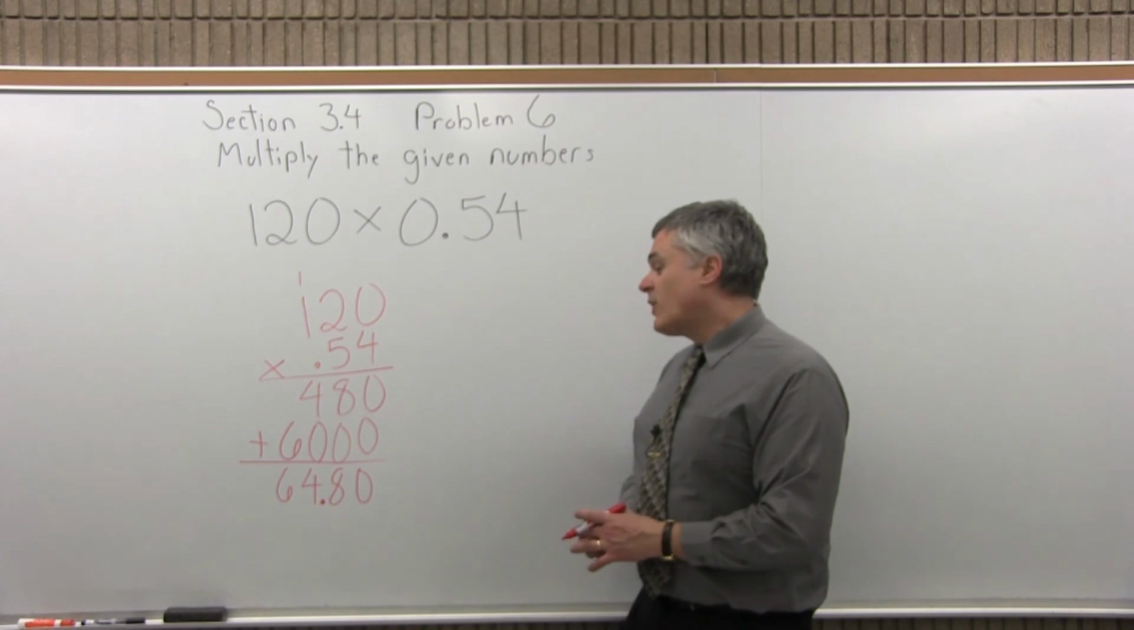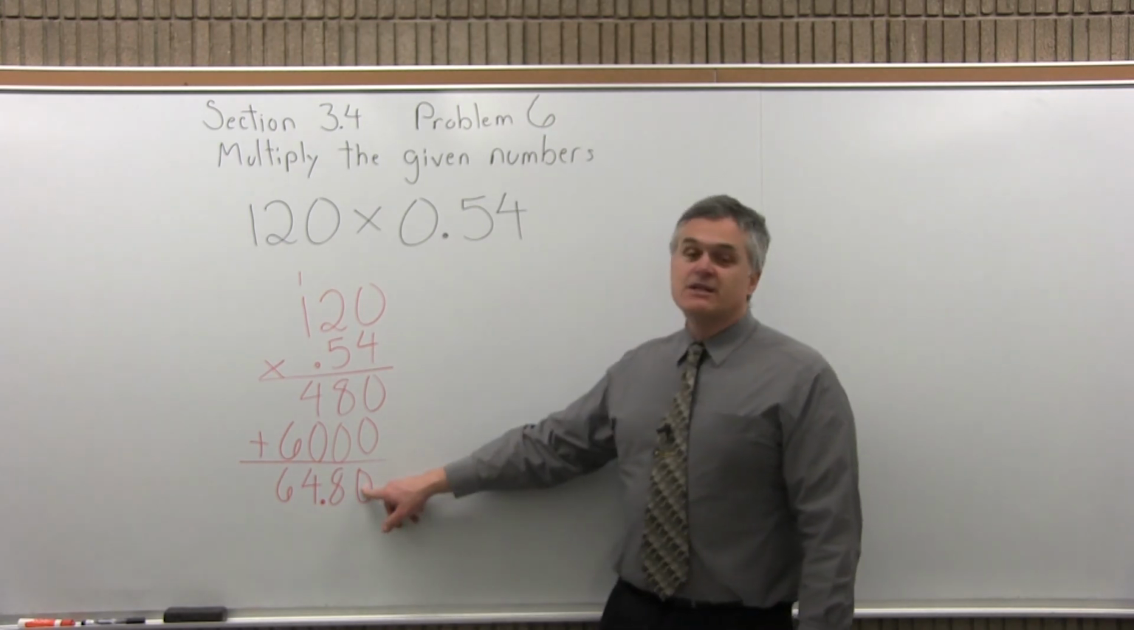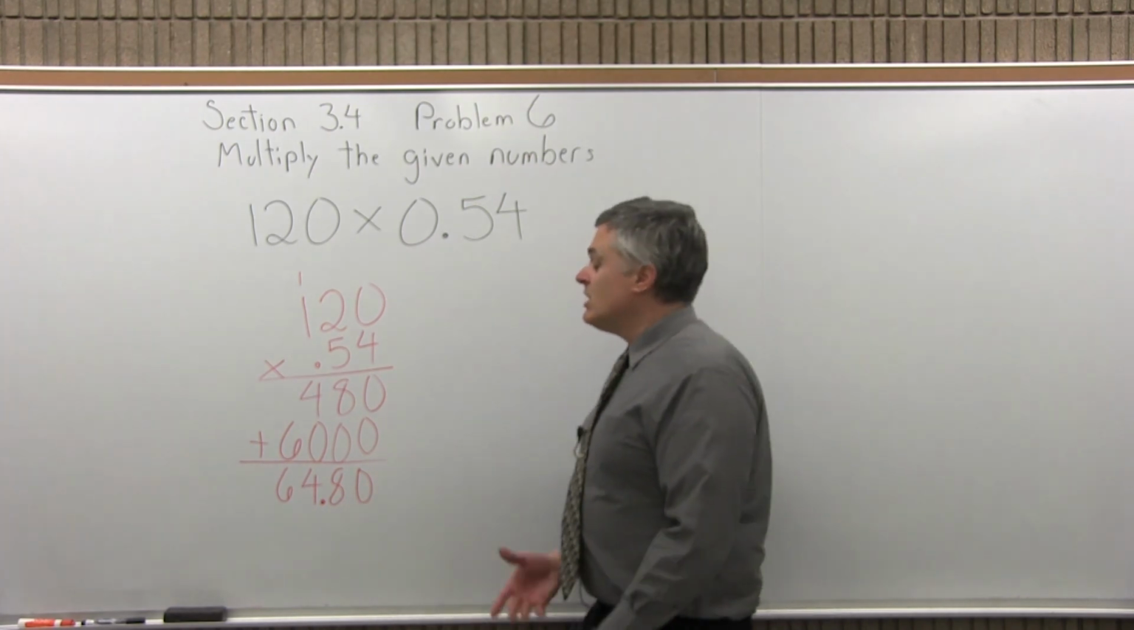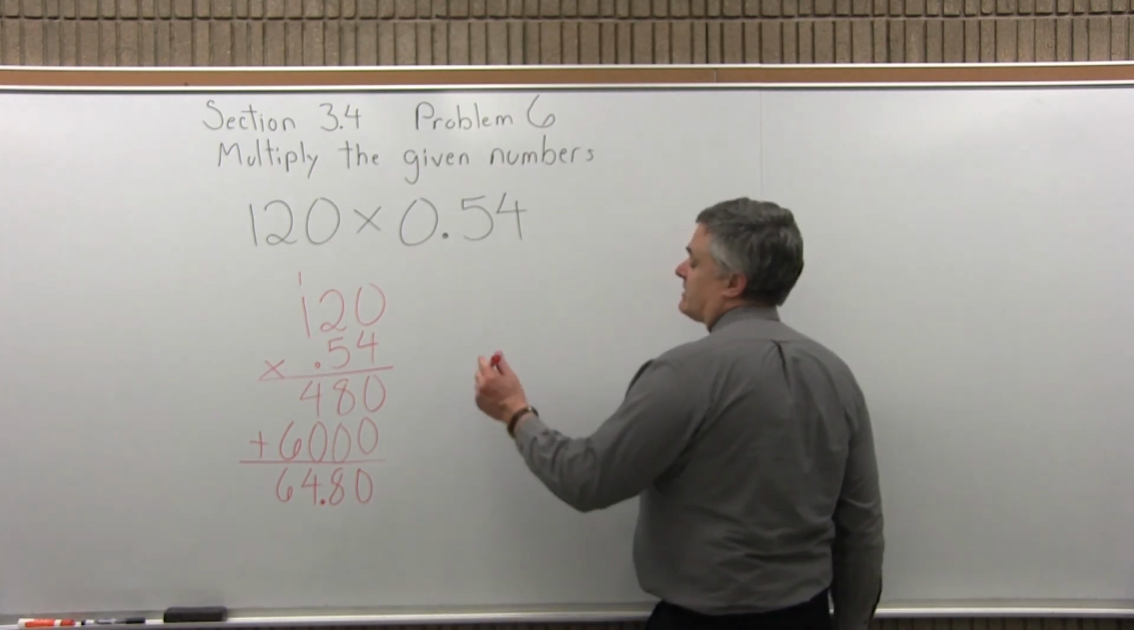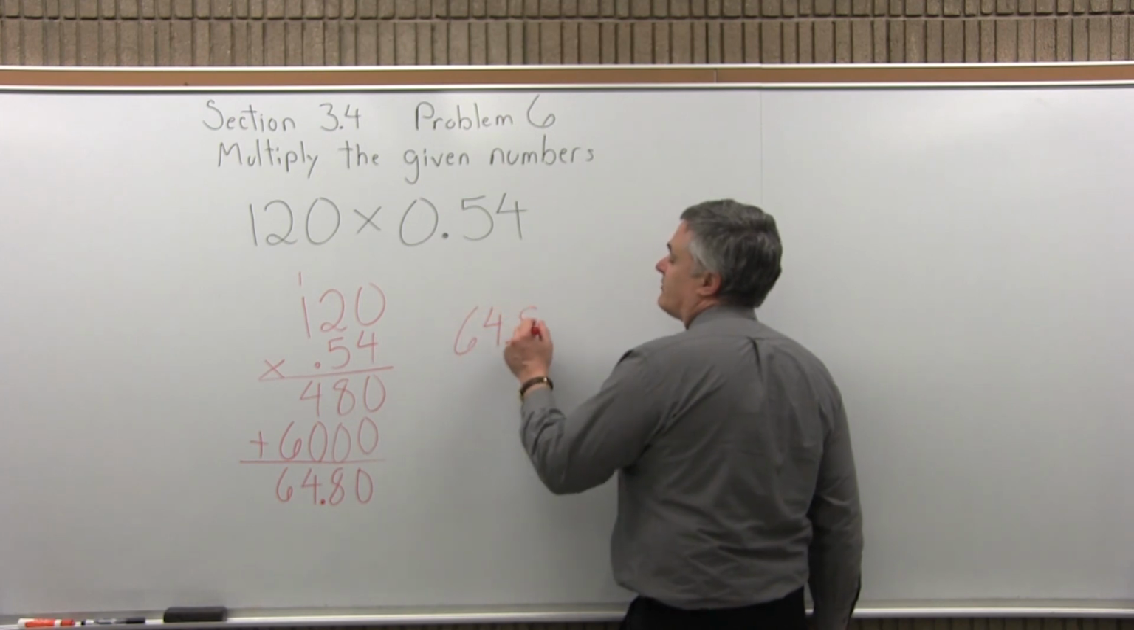And I get 64.80. Now with decimals, the 0 at the end doesn't really change anything. So you can absolutely leave 64.80 if you like. Or you could just simplify it a little bit and call it 64.8.